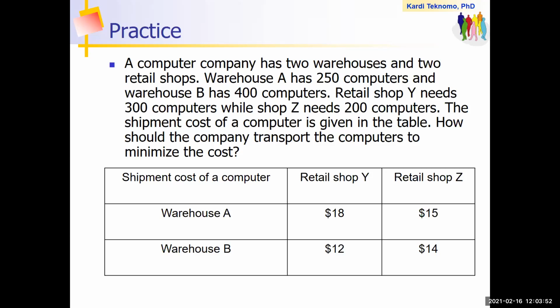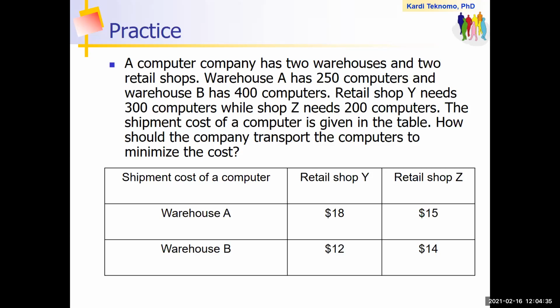You see, the total demand here is 300 plus 200, which is 500. The total supply is 400 plus 250, which is 650. The demand is not the same as the supply. And then the table here represents the shipment cost of a computer. Now the question is, how much should the company transport the computers to minimize the cost?